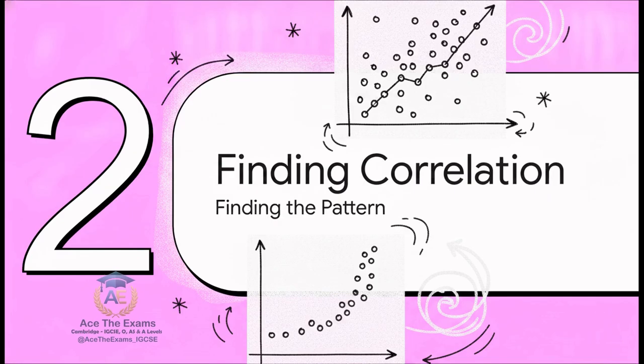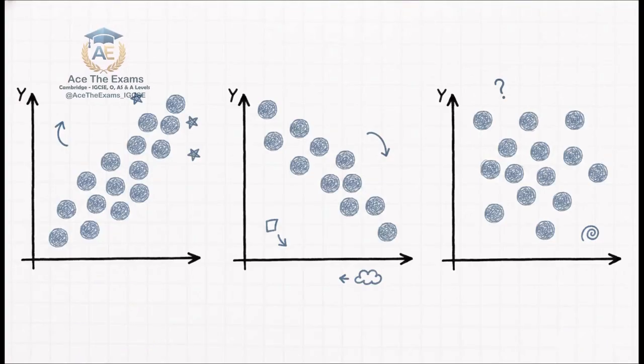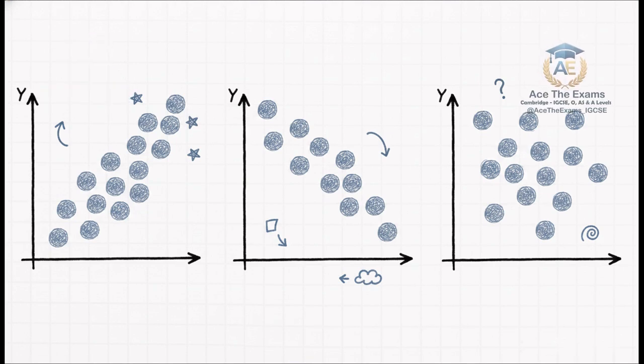Which brings us to section 2, identifying correlation. Let's see what happens when we actually plot this data out. When we take those pairs of numbers and put them on a scatter diagram, the magic really starts to happen. Generally, the points are going to fall into one of 5 distinct categories based on how they lie. We call this relationship correlation.